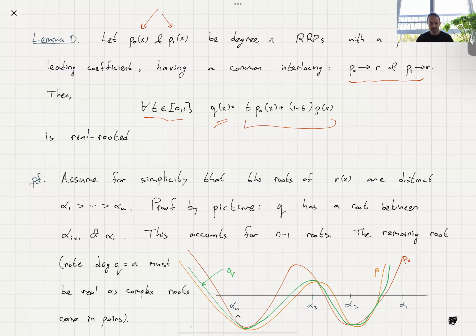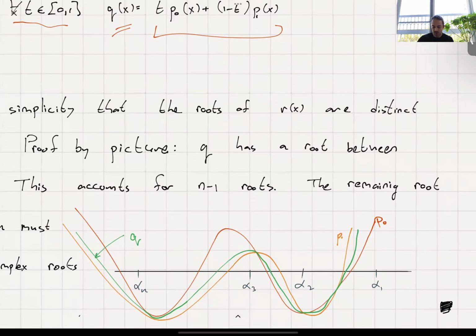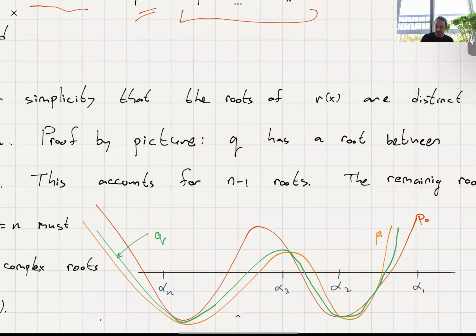And the proof is kind of obvious, but we just need to understand what it means to have a common interlacing. So, when two polynomials interlace, it means that alpha 1 appears, and then beta 1, and then alpha 2, and then beta 2, and so forth. Now, when you have a common interlacing, and you can look at this picture, what happens is the following. So let's say alpha 1, alpha 2, and alpha n are the roots of the common interlacing polynomial R. So what does it mean that R interlaces both of them?